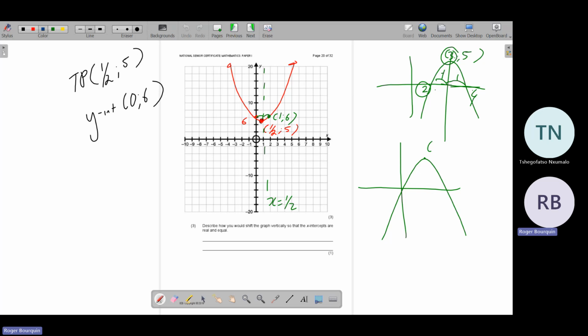Shift graph down by 5. If they said to you it's something plus k, k would be negative 5. Okay? Can I have a nod, please? Just nod. Make me feel better. If they said to you the graph is something plus k, what must k be to have equal roots? k would be negative 5, because that means you shift it down by 5.